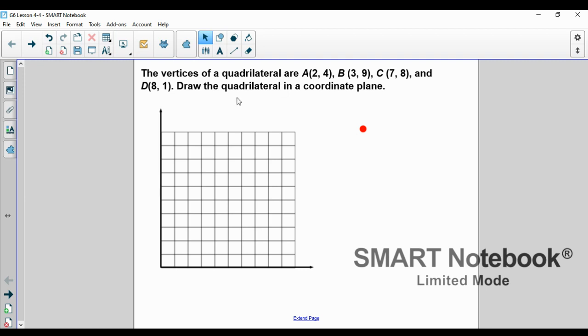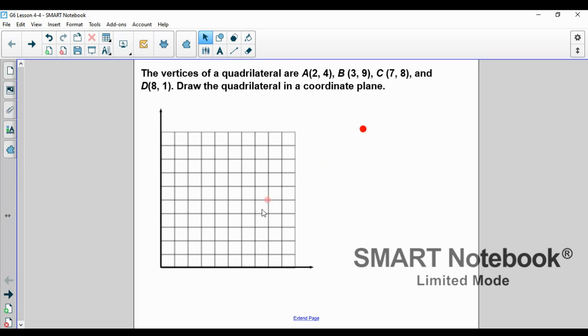Okay, so today we are going to look at drawing polygons in the coordinate plane and how to find measurements of side lengths. So here it says the vertices of the quadrilateral. Remember, vertices means corners. It's a fancy word for the corners. A vertex is a corner. And we want to draw this quadrilateral in this coordinate plane here. These are all going to be in the first quadrant.